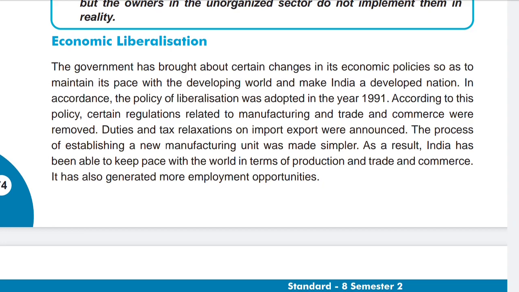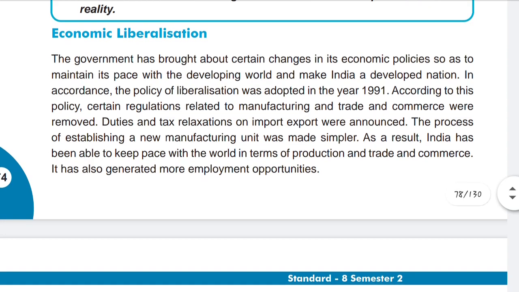privatization and globalization. During 1991, India faced a major challenge of inflation and lower GDP. To overcome this problem of lower GDP and inflation, the government of India introduced three policies. These policies were termed as liberalization, privatization, and globalization. So we'll talk about liberalization, privatization, and globalization one by one. In these three terms, first of all, we'll talk about economic liberalization.